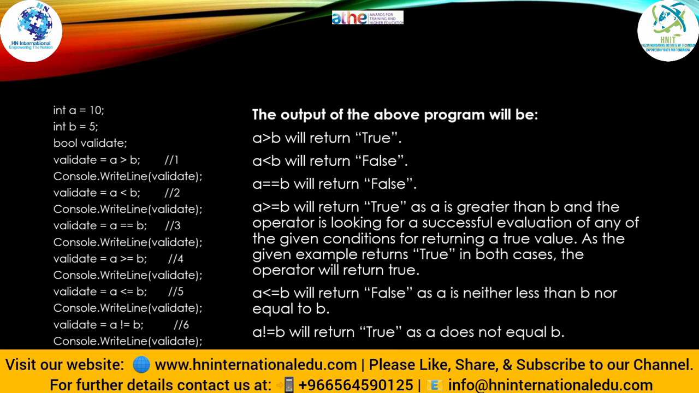a is less than or equal to b will return false as a is neither less than b nor equal to b. a is not equal to b will return true because it is true that a does not equal b and there is nothing between them which is equal. So this was about the arithmetic and the relational operators.